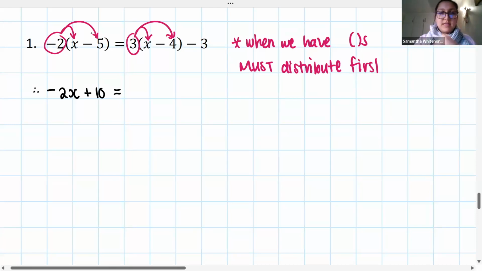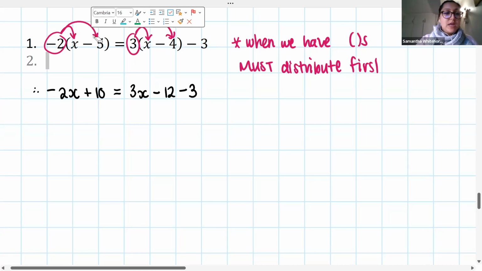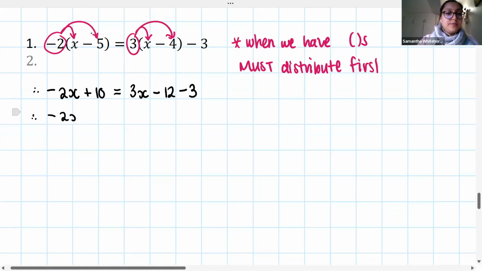On the right-hand side, 3 times x is 3x. 3 times negative 4 is minus 12. And then we've got that minus 3 that was sitting outside the bracket. It wasn't being distributed to, it's just there. Now on the right-hand side, I can neaten that up a little bit because I've got like terms. Minus 12 minus 3 is then negative 15.